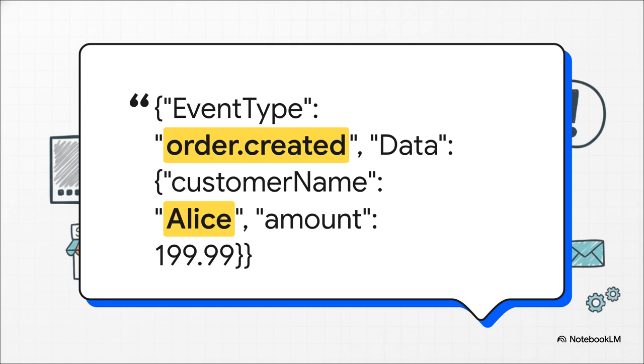This JSON payload is the end result of the entire process. And what's so cool about this is that it's structured, predictable data. You can see the event type, a timestamp, and right inside the data object, there it is, Alice's name and the order amount. Now the shipping system can just read this and automatically kick off its whole process.